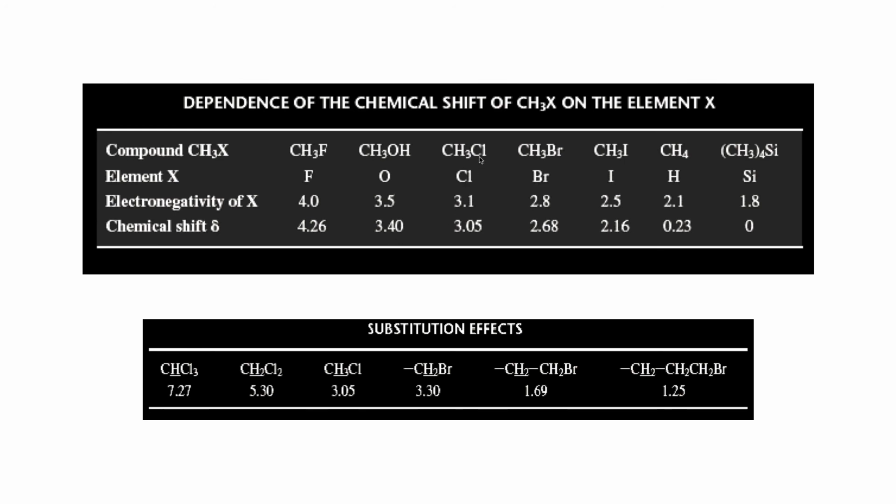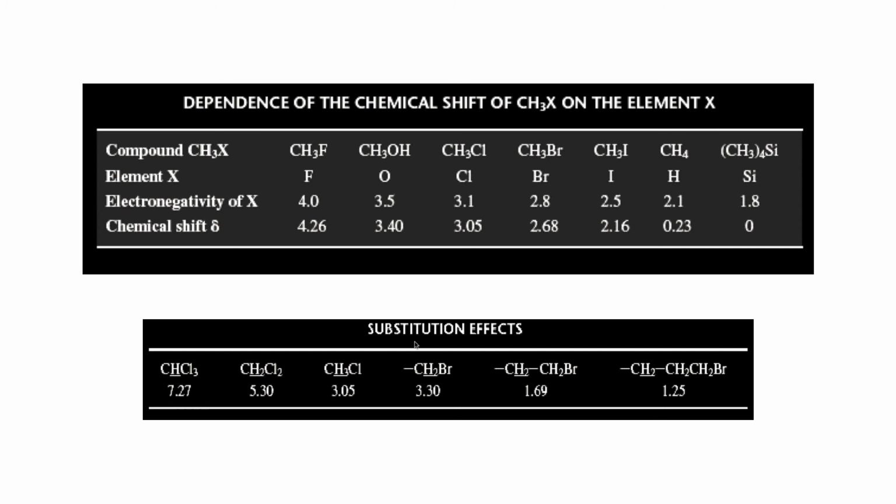Similarly, as there is a reduction in the electronegativity of these elements, the delta values go towards 0. That is how the chemical shift is dependent on the electronegativity of the atoms attached to that particular carbon.